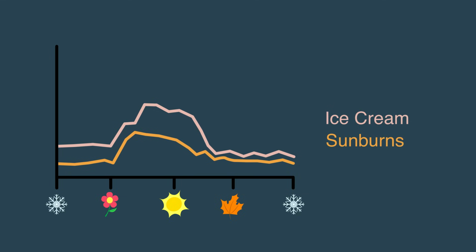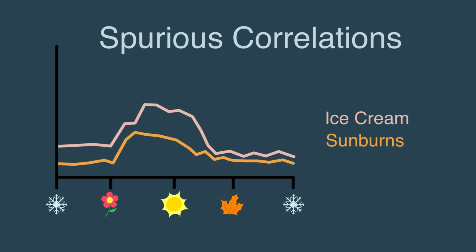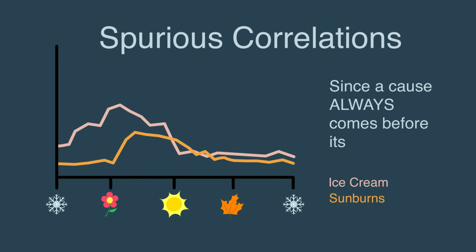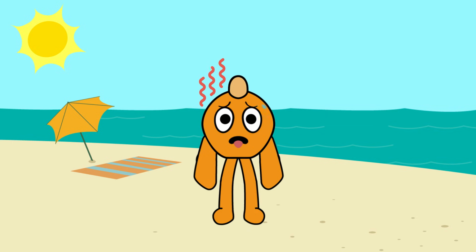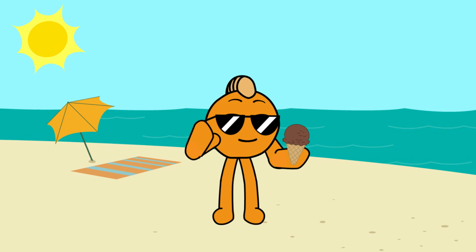We call these misleading links spurious correlations. If ice cream were the cause, we'd expect its spike to come before the increase in sunburns, since a cause always comes before its effect. Longer days means higher sunburn risk due to more sun exposure, and ice cream is a refreshing way to beat the heat. So always check for hidden variables before jumping to conclusions.